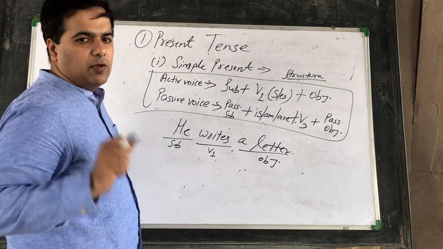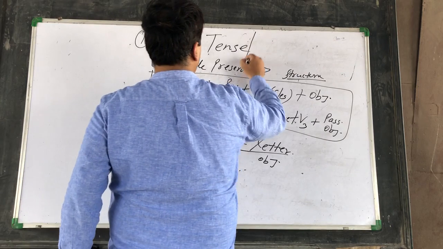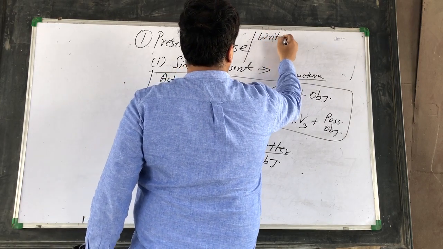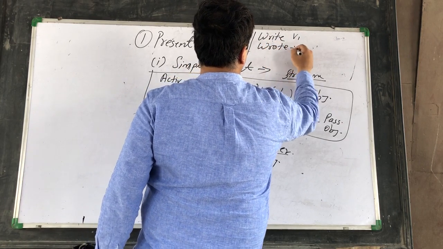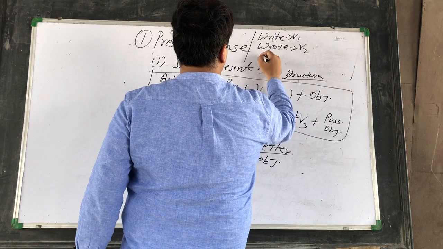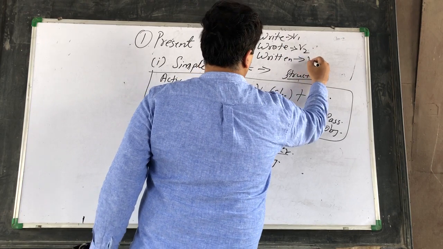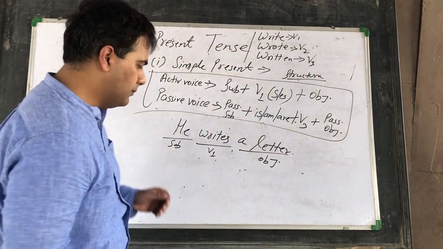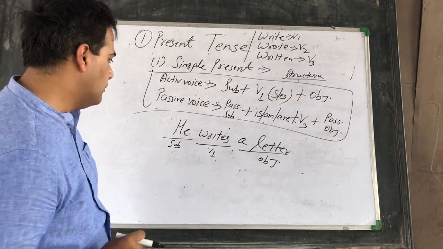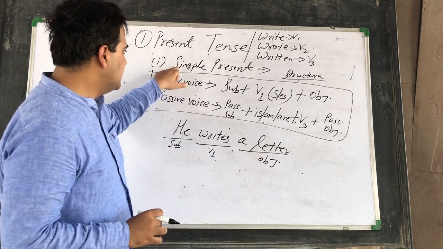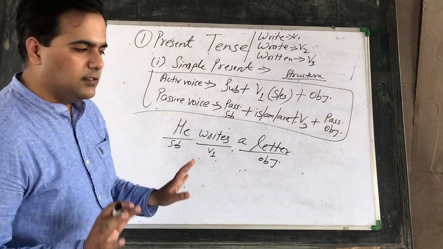Now if we remember the verb forms of the verb write, it is write, which is the first form, wrote, which is the second form, and written will be the verb's third form. Fine. He writes a letter. The sentence is in simple present tense following the structure. Then let's see what happens when we change this into passive voice.